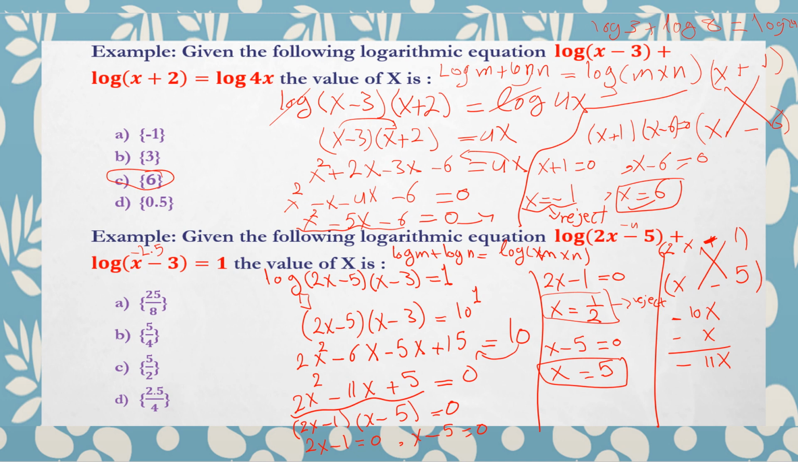There is a problem here in the choices. We can make b equal to x equals 5 and choose b as the correct answer.